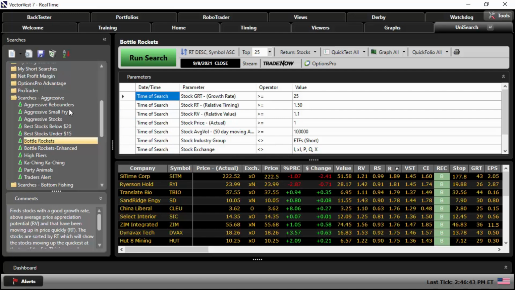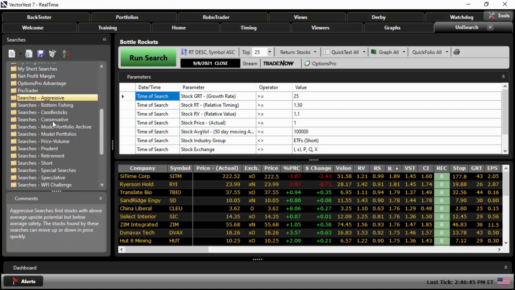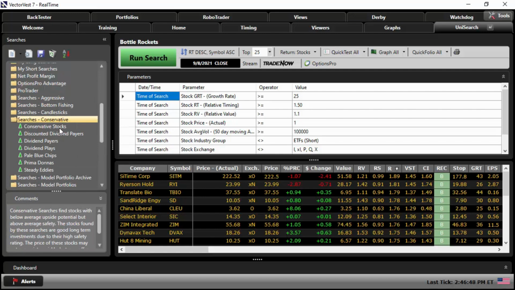The next category we want to highlight is the search as conservative, where you have conservative stocks first and foremost.